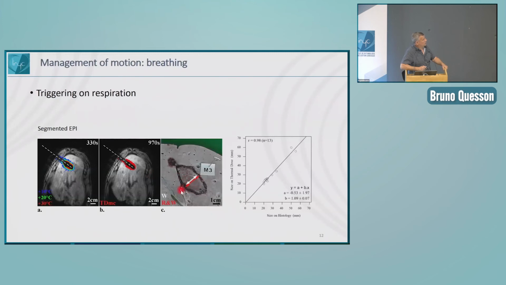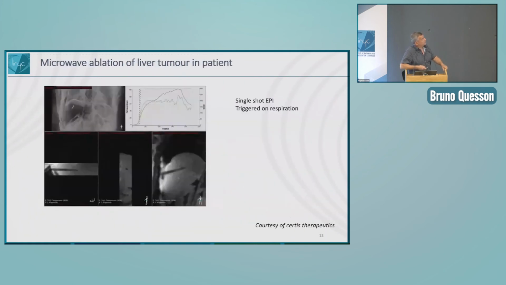And we compared in this series of experiments the size of the ablation measured on the tissue with the size of the ablation that is estimated from the thermal dose. And you can see that you have an excellent correlation curve with a slope very close to 1 and an offset below 1 millimeter. So this shows that the thermal dose is a good indicator to predict or to characterize the lesion that you are creating.